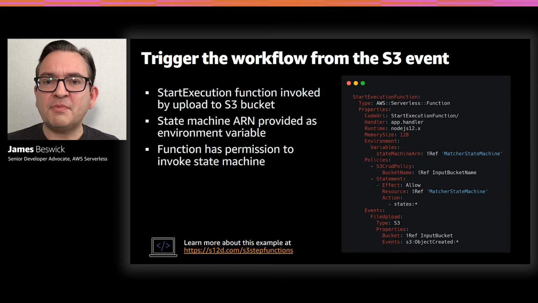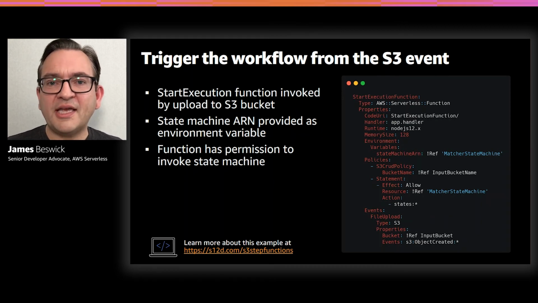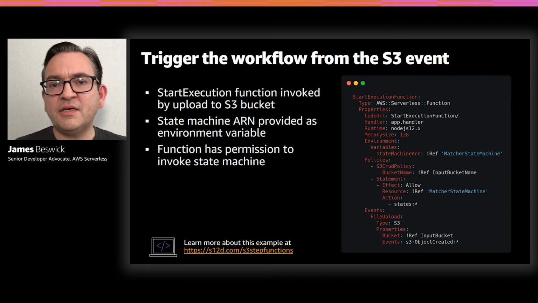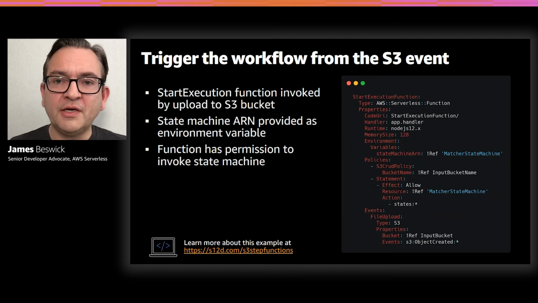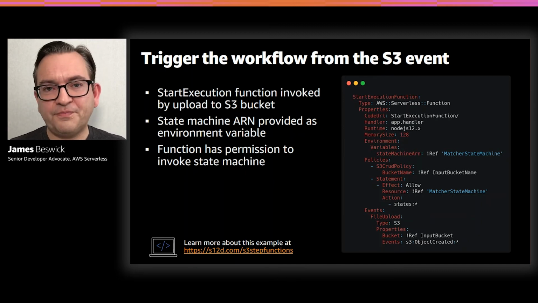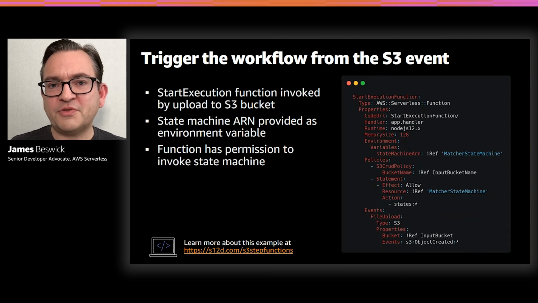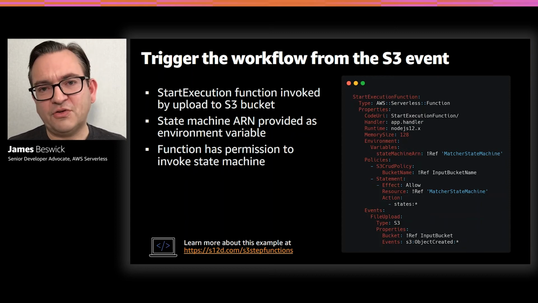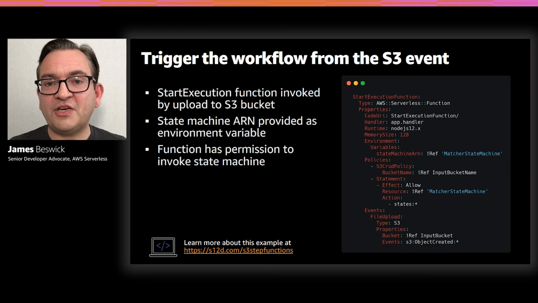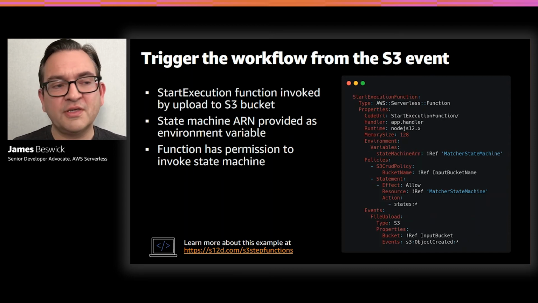The function has permission to invoke that state machine, and the template configures the IAM permissions so that only that defined workflow can be triggered by this function. This is really important because we always want to be following the principles of least privilege. You can use this example code and update the environment variables to make this work for your own applications. It's a really simple way to achieve scalable workflow integrations using the S3 to Lambda pattern.